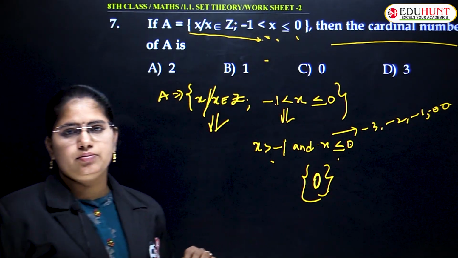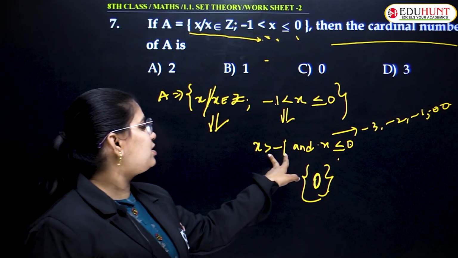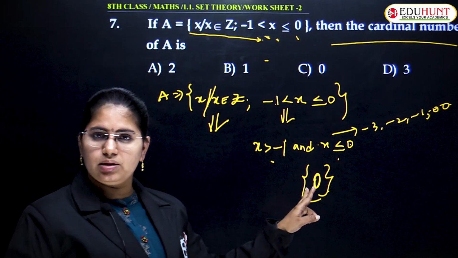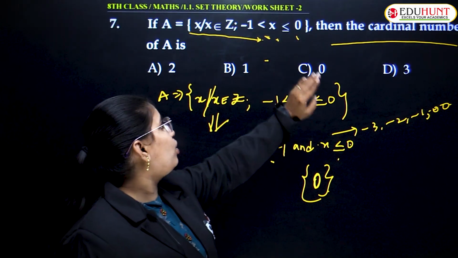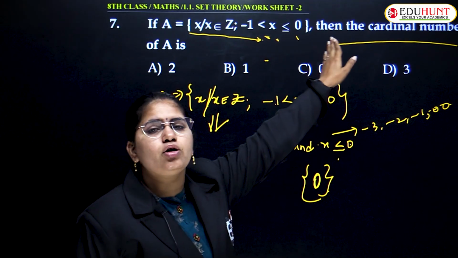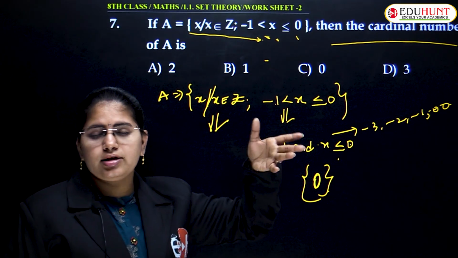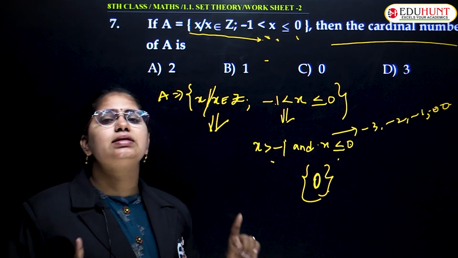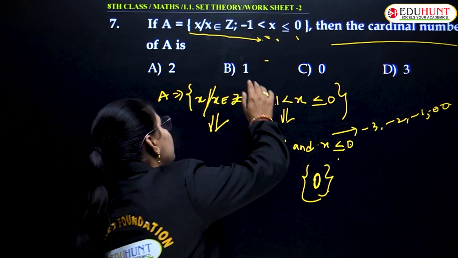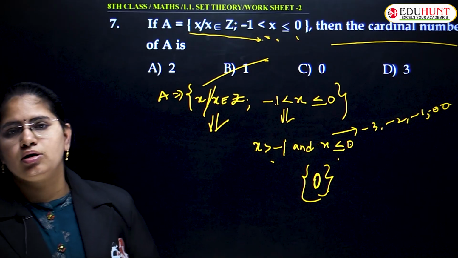Did you understand? x greater than -1 gives 0 as the element. That is also a combination of x less than or equal to 0. There 0 is included. So we have only a singleton element. So the cardinality of this set is 1.